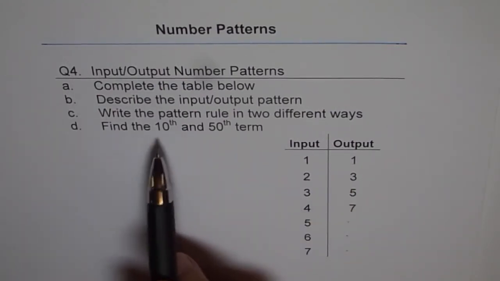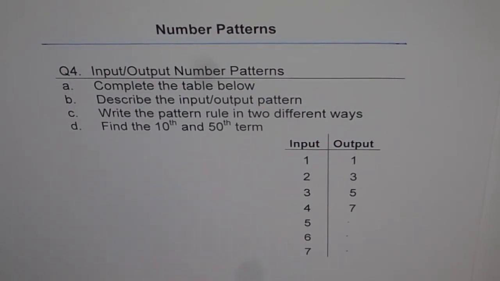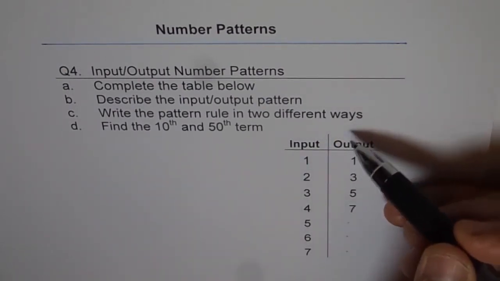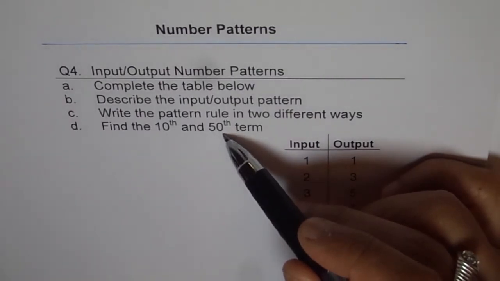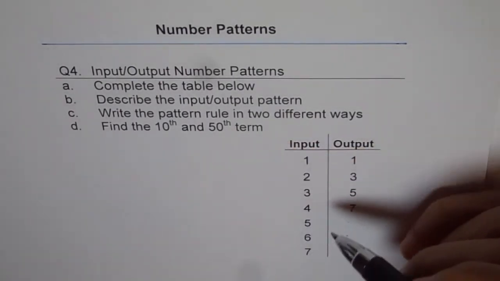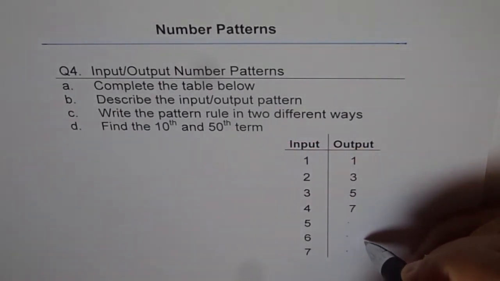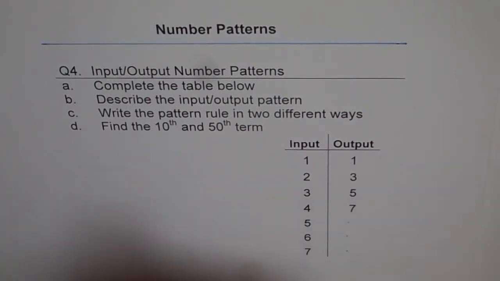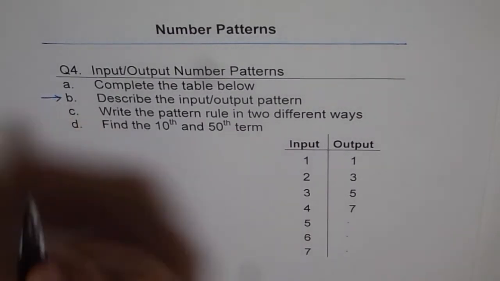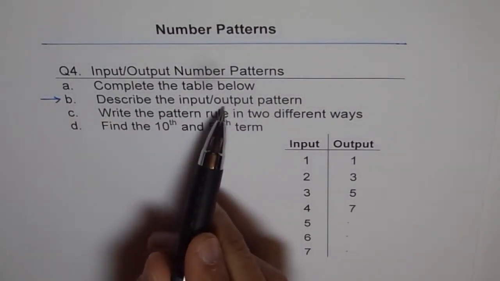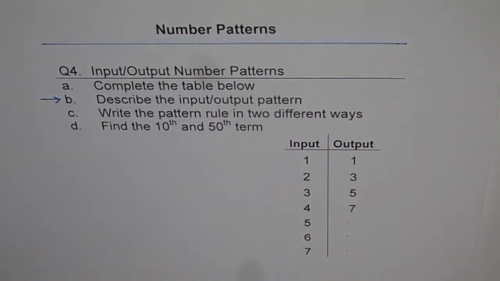Part D is find the 10th and 50th term. Once you know the pattern rule, you can find the 10th and 50th term. So that is an exercise for you which you should do at the end of this, right? Now, the thing which I am going to describe here is part B. That is, describe the input-output pattern. How do you get it? It is the most difficult and challenging part. Now, here is a trick which helps you to do it.